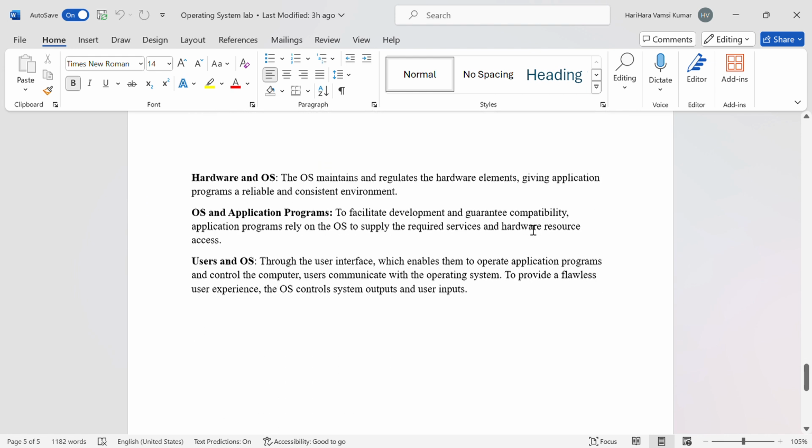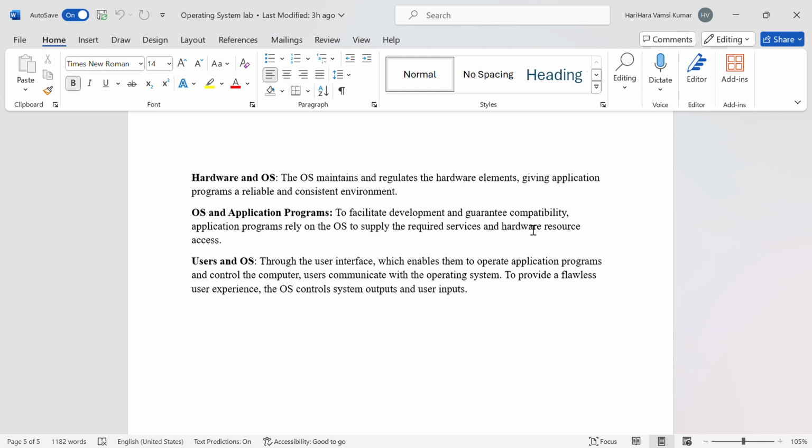Hardware and OS. The OS maintains and regulates the hardware elements, giving application programs a reliable and consistent environment. OS and application programs: this facilitates development and guarantees compatibility. Application programs rely on the OS to supply the required services and hardware resource access.